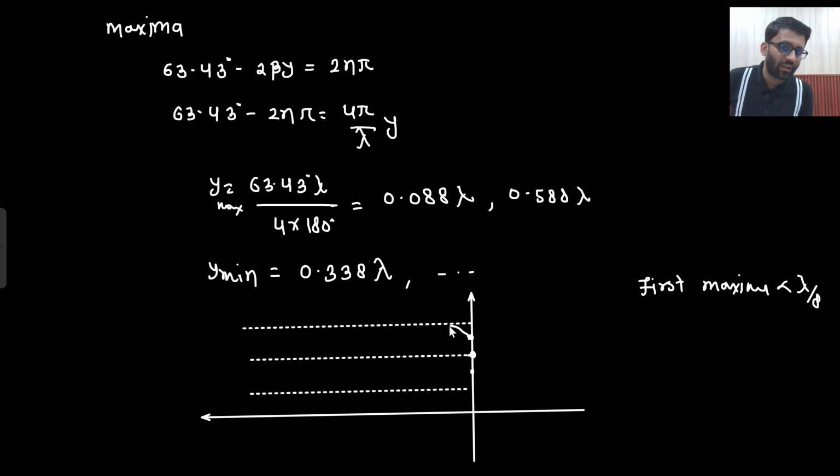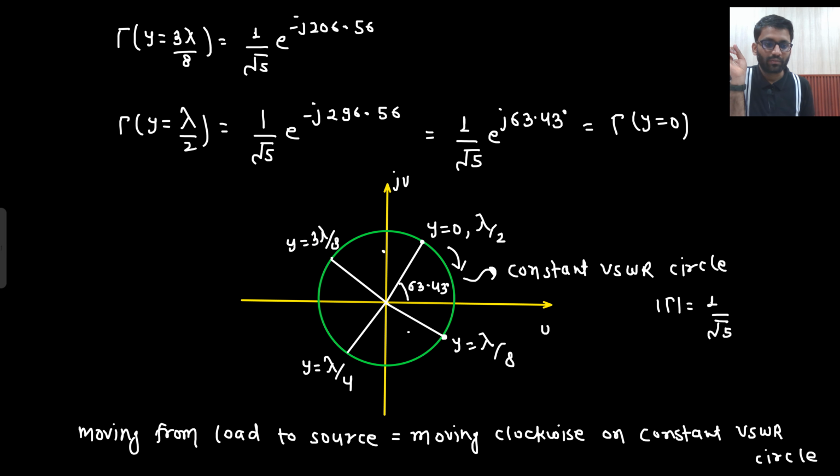So I need to start from here. Because just as I have walked only this much distance, I have reached my maxima. If I was starting from here, that means I need to walk more distance. I need to walk more than lambda by 8. Are you getting this point? So this point we have also already seen. That was the reason why I solved these questions.